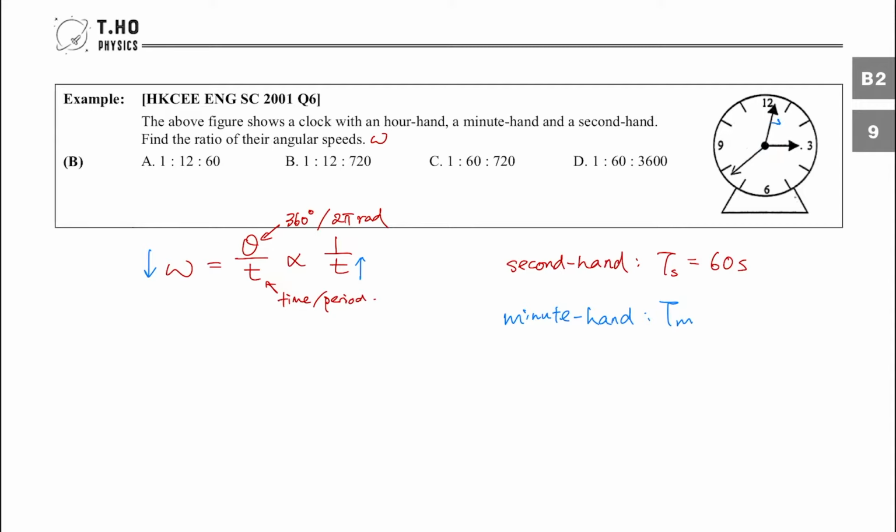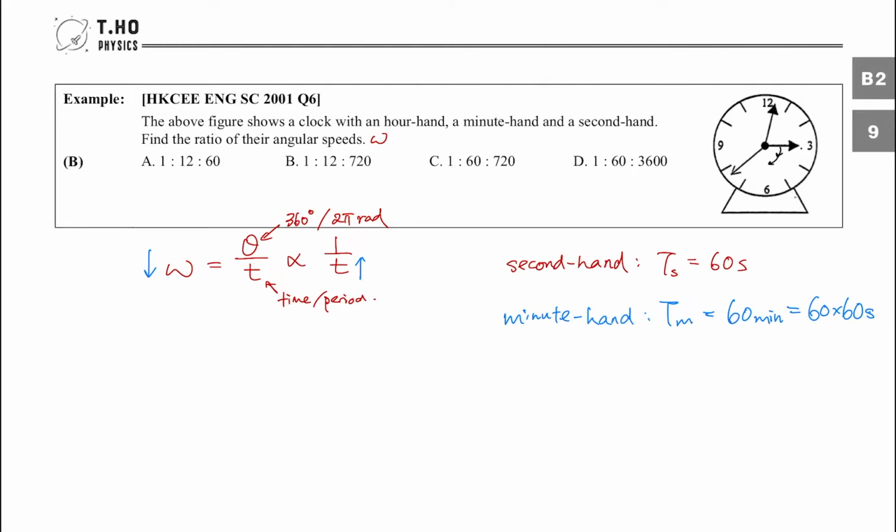So for the minute hand, each minute it goes a little bit, 1 minute, 2 minutes, 3 minutes, etc. So how long does it take to complete one cycle? Yes, we have 60 minutes. Or if we want, we can change to the standard unit, second.